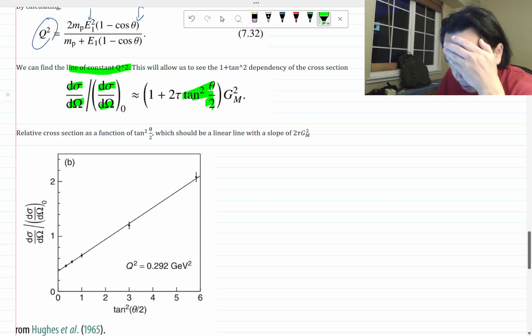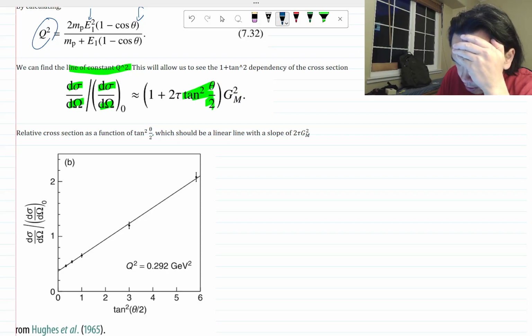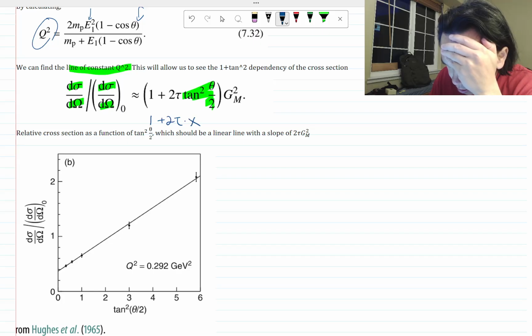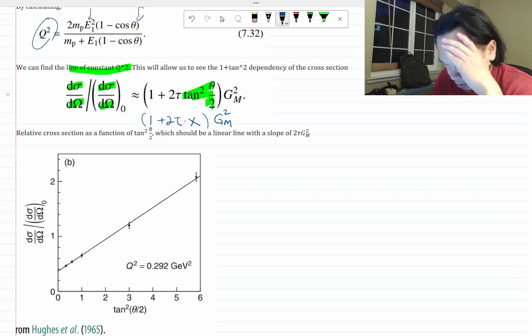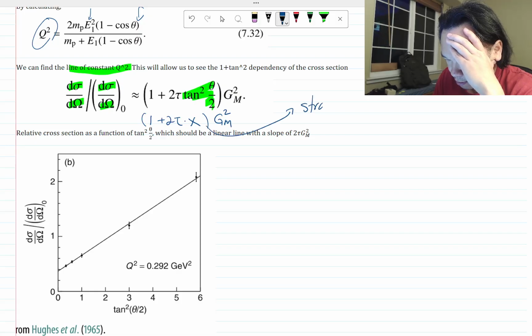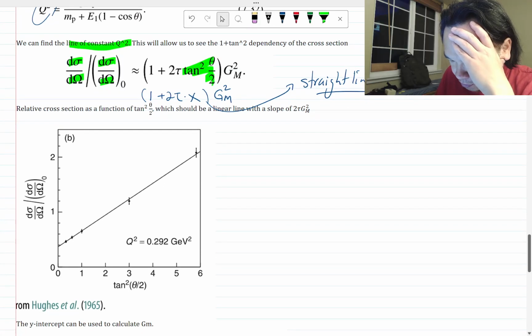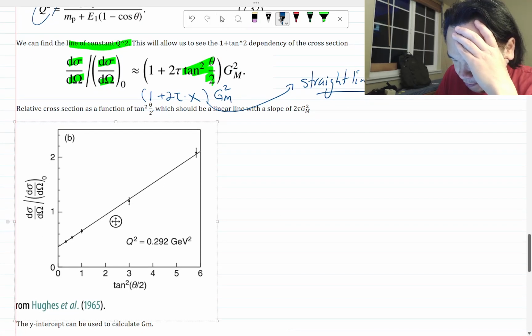So why do we do this? Because if we did that, you basically have 1 plus 2 tau times the magnetic moment squared. This is just a straight line. In fact, you can see it right below us. When you plot this, your hope is that you get a straight line, and the data actually shows this.